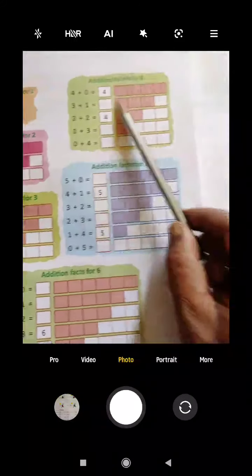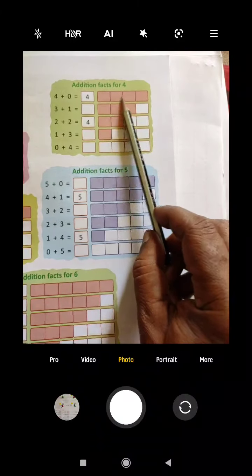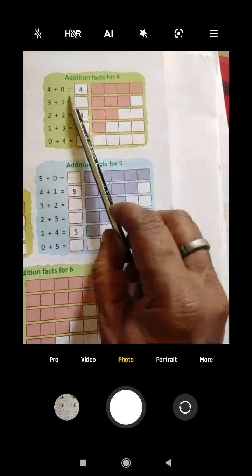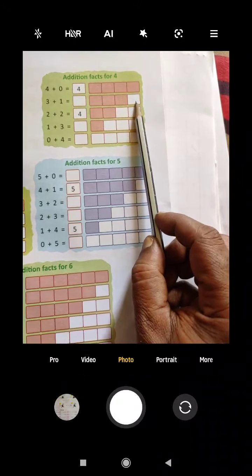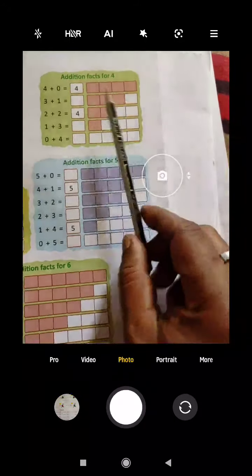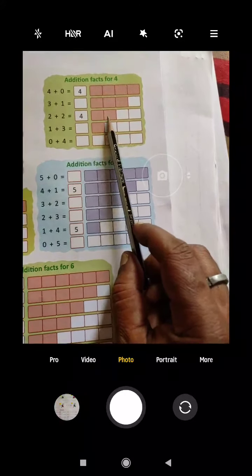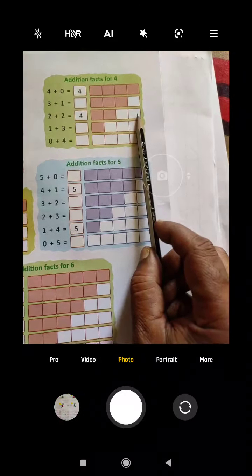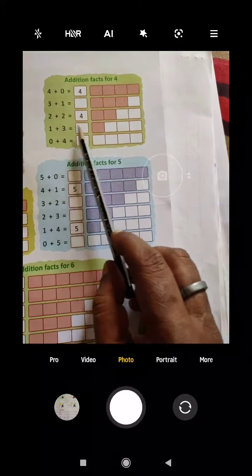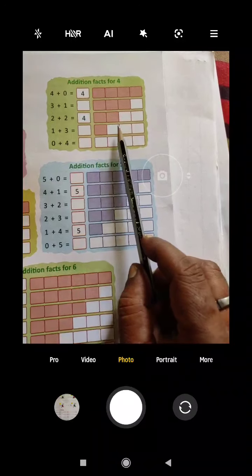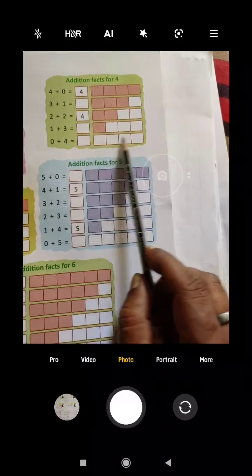For 4 plus 0, all four boxes are the same color. 0 in the sense nothing, so that is why. 3 plus 1, so 1 is a different color and these 3 are a different color. So how much is it? 4. 2 plus 2, so 2 are this color and 2 are a different color. 1, 2, 3, 4, ultimately it is the same. Then 1 plus 3, and 0 plus 4 is the same.